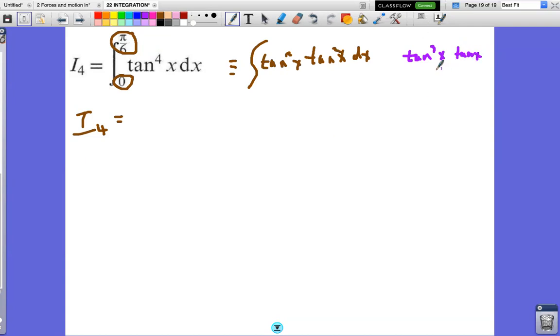Why? Because if I take this as v prime, I still cannot integrate that, right? I can differentiate this. I'll get sec squared 3 tan squared x times sec squared x, and it will not help us in any way. So a better way for me to do is to put it as tan squared times tan squared. And I know that one of these tan squares is the same as sec squared x minus 1. That will be easier for me to work on.